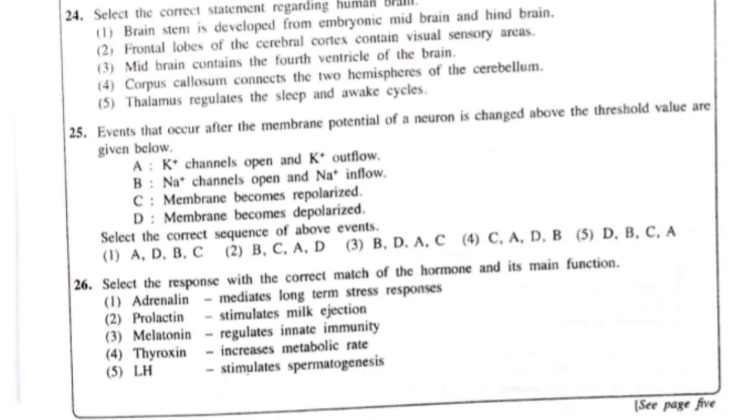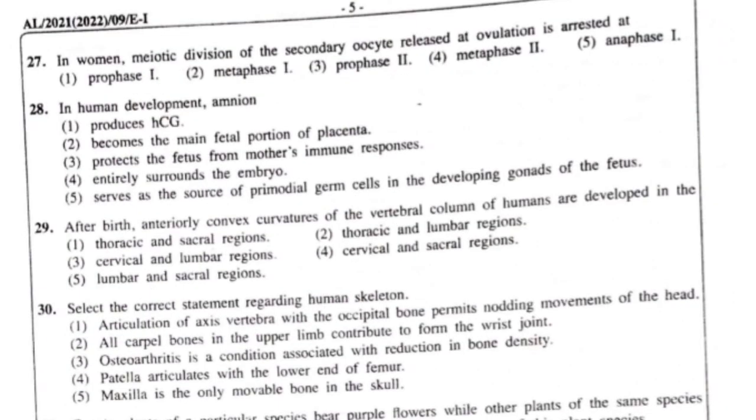That is wrong. Spermatogenesis is stimulated by FSH. Question number 27. In women, meiotic division of the secondary oocyte released at ovulation is arrested at. So answer is answer number 4. Always remember the primary oocyte is found in the prophase 1 stage and the secondary oocyte is found in the metaphase 2 stage. Answer is answer number 4.